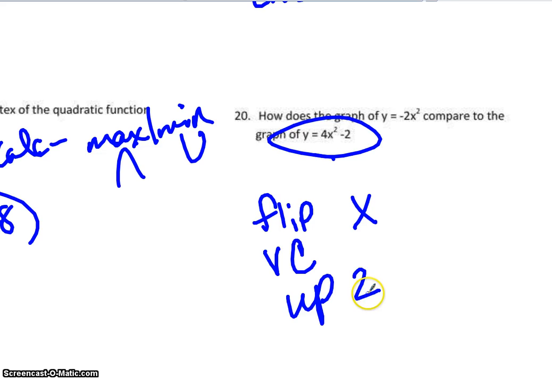Okay, that's 1 through 20. Part 2 will pick up at number 21.